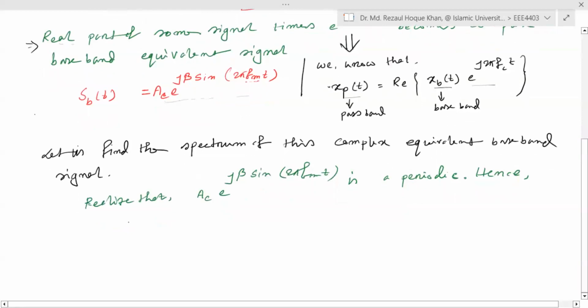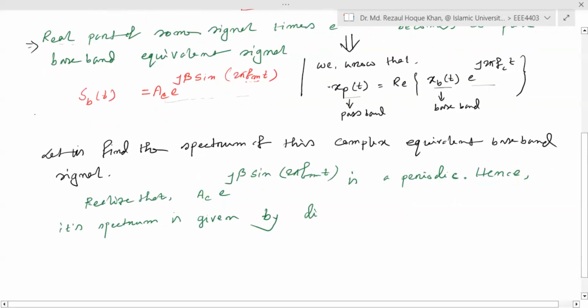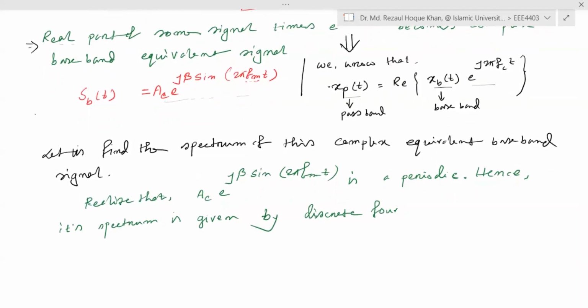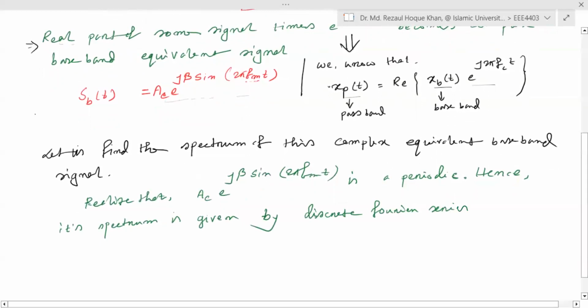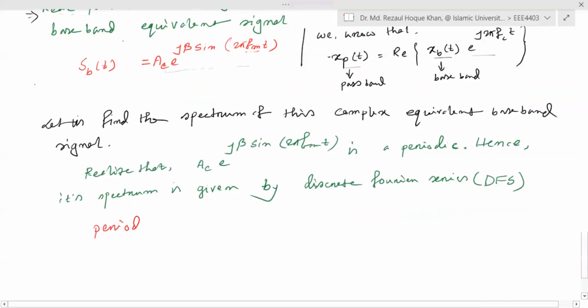So hence its spectrum is given by DFS, discrete Fourier series. Regarding the discrete Fourier transform and discrete Fourier series, we have discussed in earlier lectures. Okay, so here we said if this is a periodic signal, then the period T is nothing but 1 by Fm.